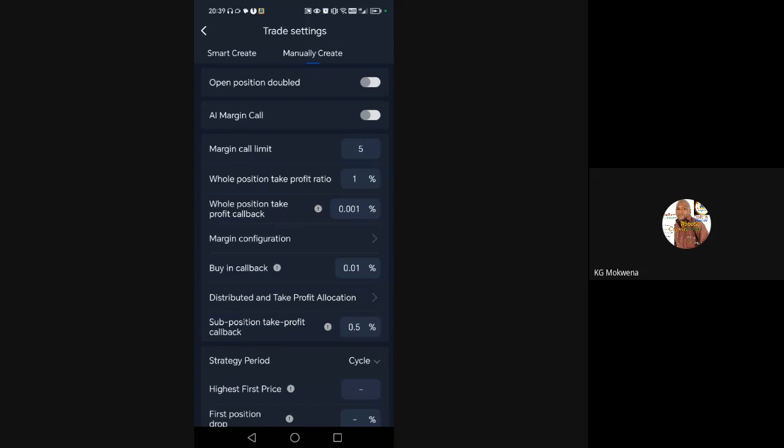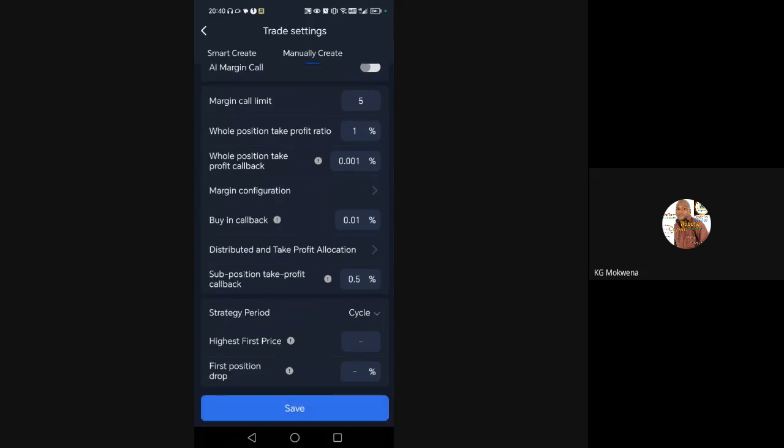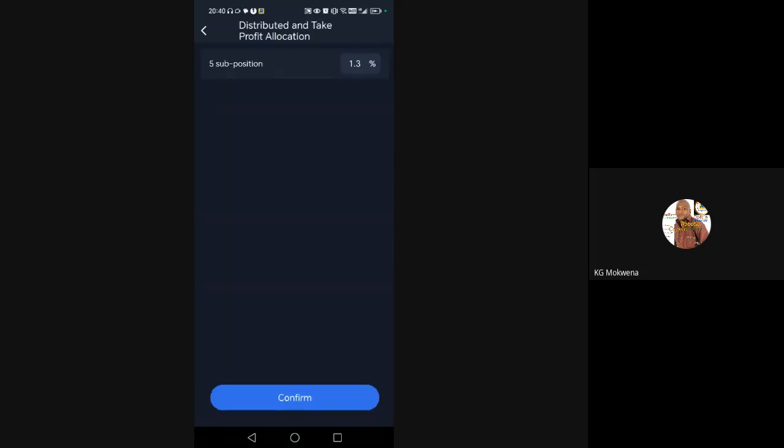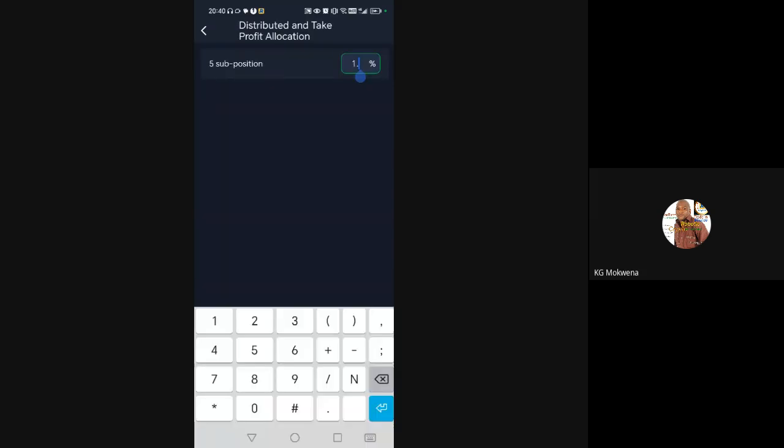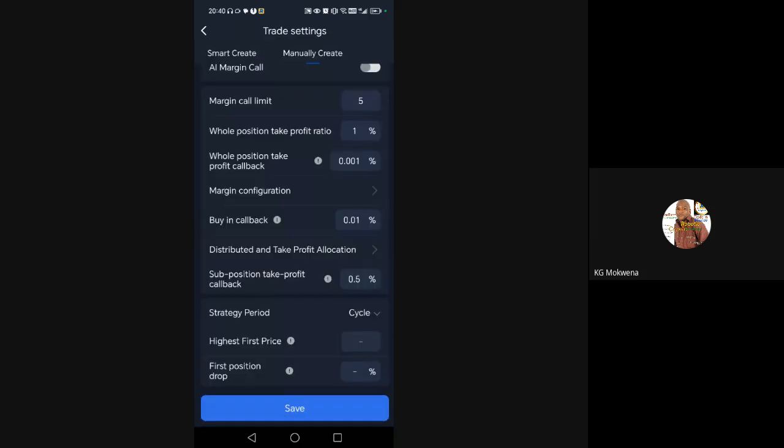Now let's go to the distributed and take profit allocation. We'll just put 1%, 1%, 1% there. Distributed and take profit allocation, which is going to be only 1. Yeah, where there's, put 1% there. And then you close. At the bottom, confirm.